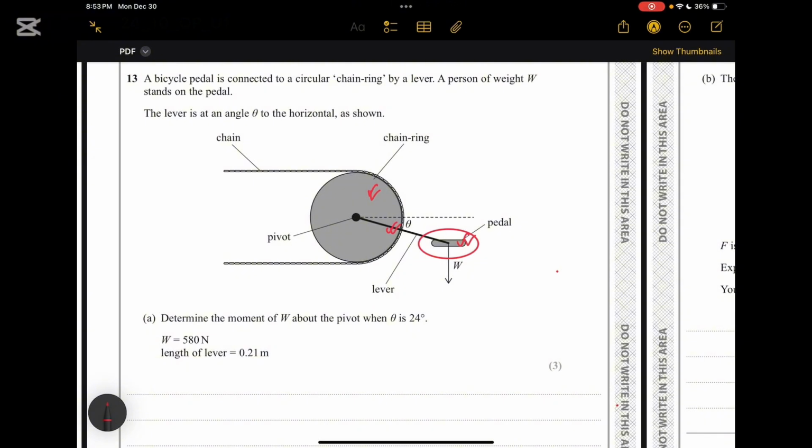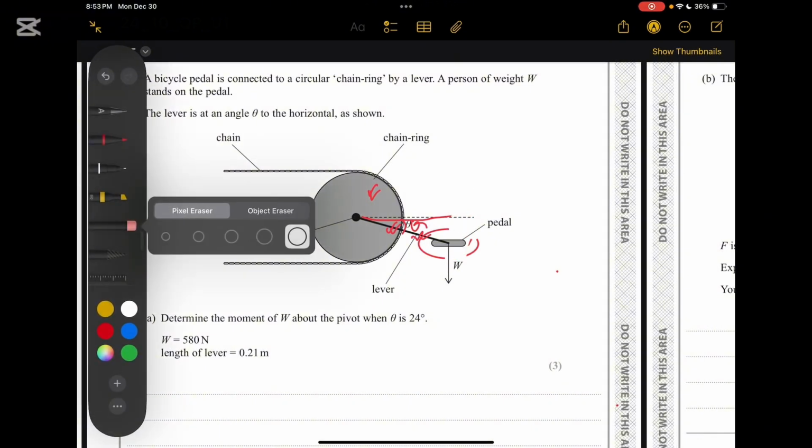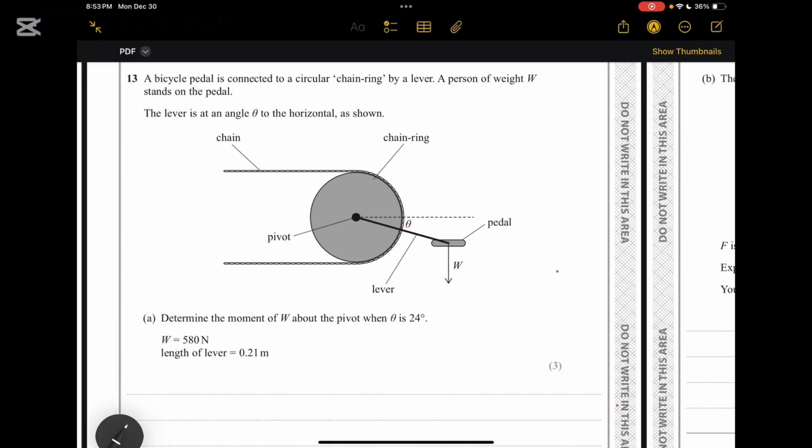The lever is at an angle of theta to the horizontal. So this is the horizontal and this lever is at an angle. They have asked us to determine the moment of W about the pivot point when theta is 24 degrees. So they have said that this theta value is 24 degrees, and we need to find the moment of W, and this is our pivot.